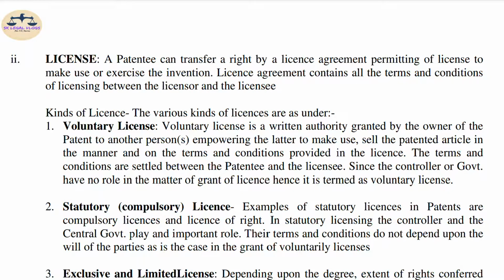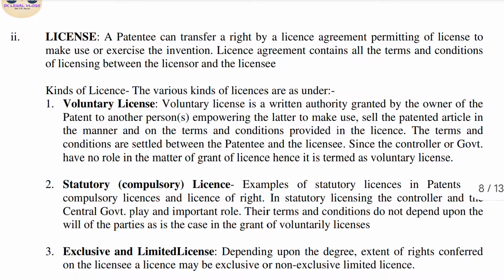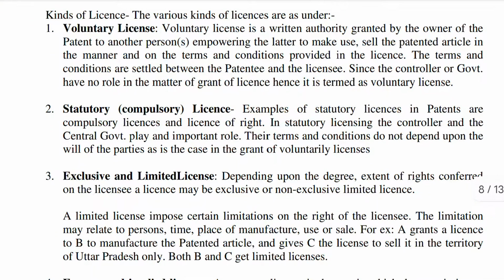Second form, major form, is the license. A patentee can transfer a right by a license agreement permitting a license to make, use or exercise the invention, and the license agreement contains all the terms and conditions of licensing between the licensor and the licensee. They are of basically the following kinds, such as firstly voluntary license. Voluntary license is a written authority granted by the owner of the patent to another person, empowering the latter to make, use, sell the patented article in the manner and on the terms and conditions provided in the license.